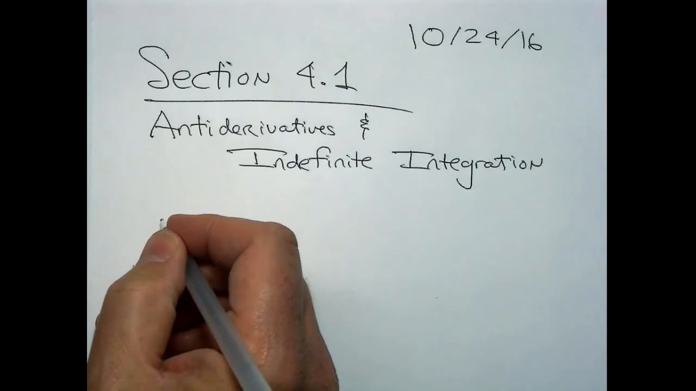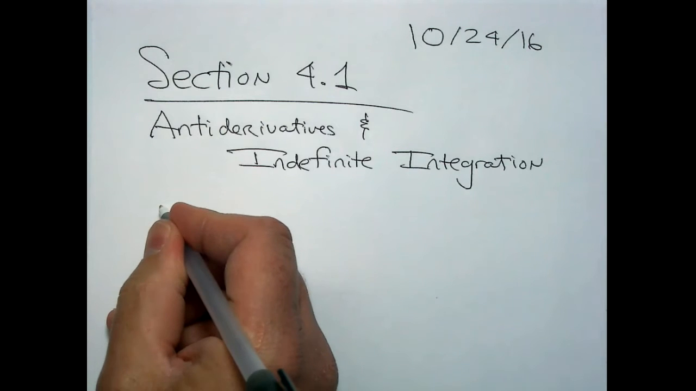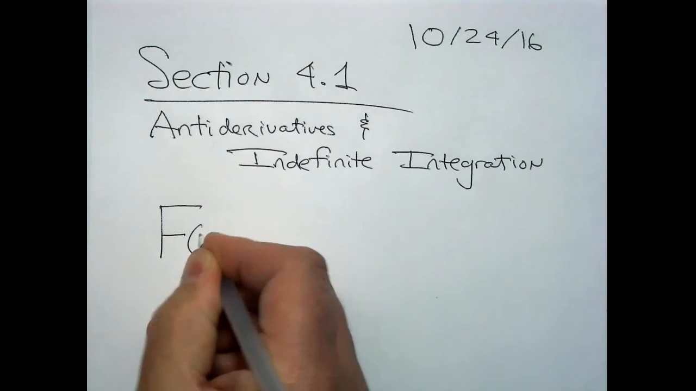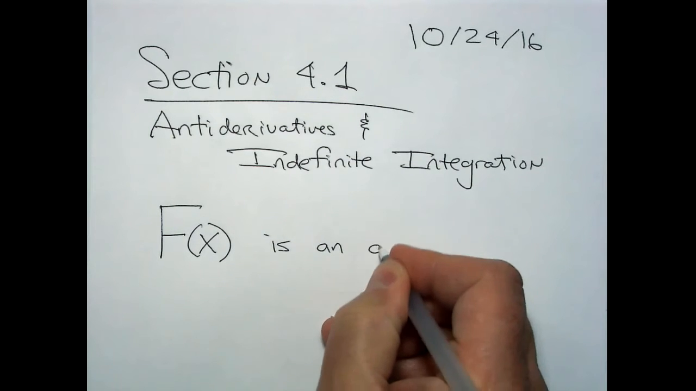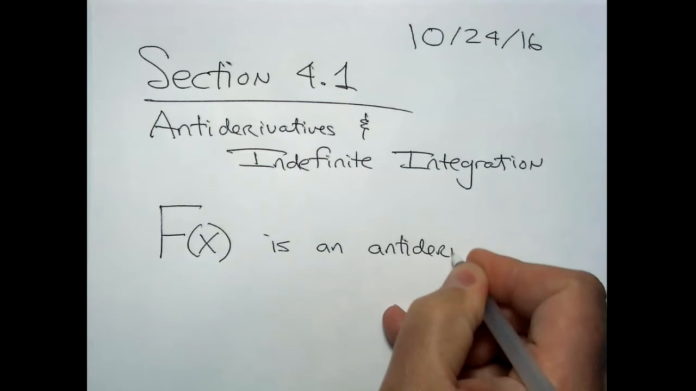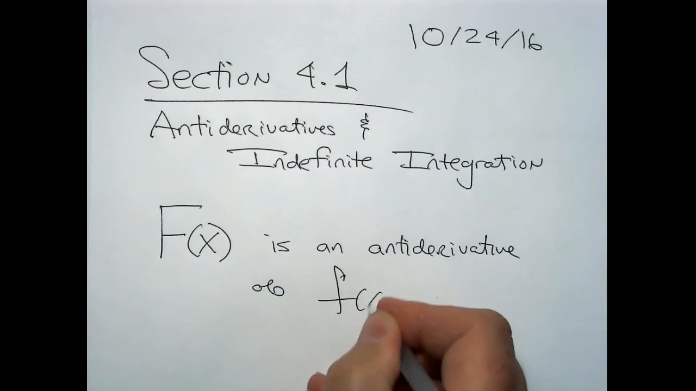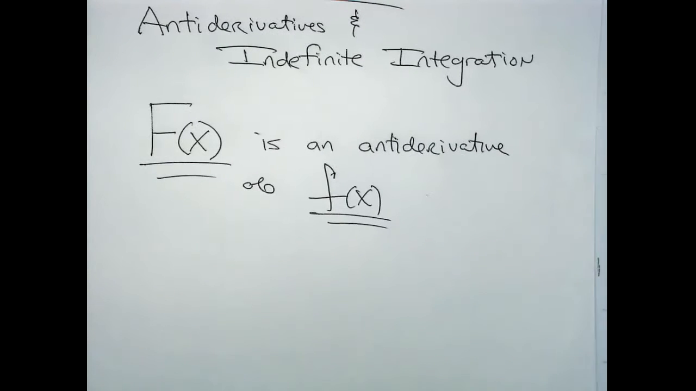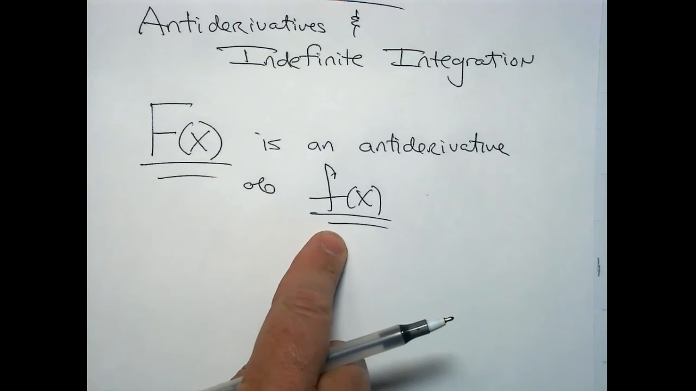We would say that capital F is an antiderivative of lowercase f of x. And interestingly enough, we don't use the prime notation, not yet anyway. They're just two functions. They have two different names. One name is capital F, the other is lowercase f.